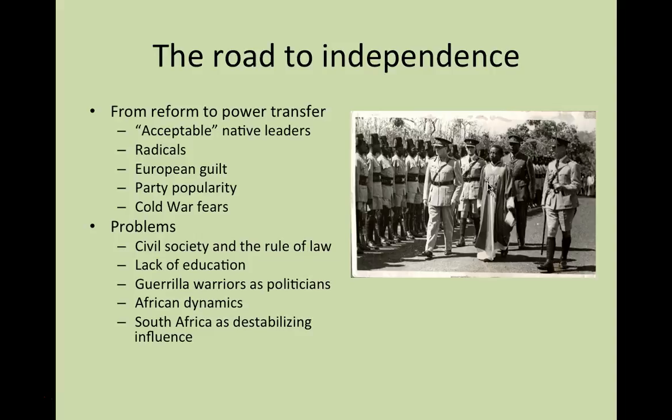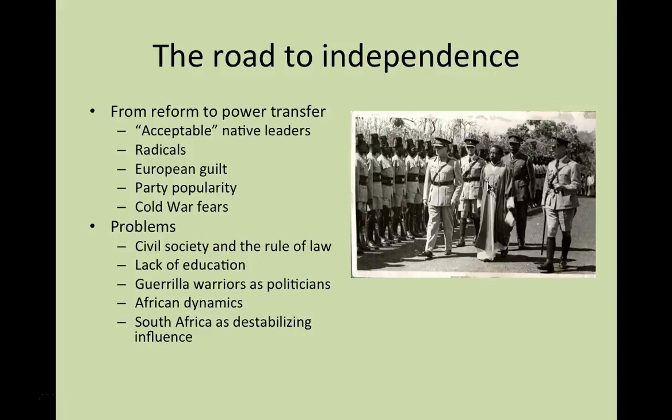Well, the lack of effort on the part of the colonial powers to put into place the structures that would contribute to stability and to democracy after the grant of independence ended up coming back to haunt not only Africa, but those Western powers who had controlled much of Africa. So the lack of civil society, the lack of the rule of law was a problem.